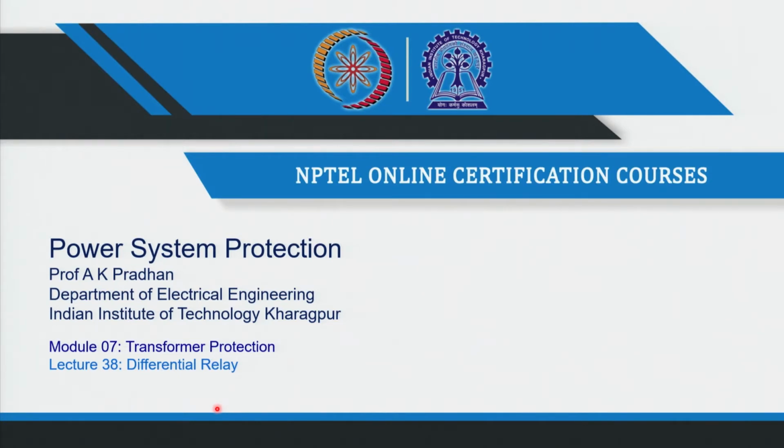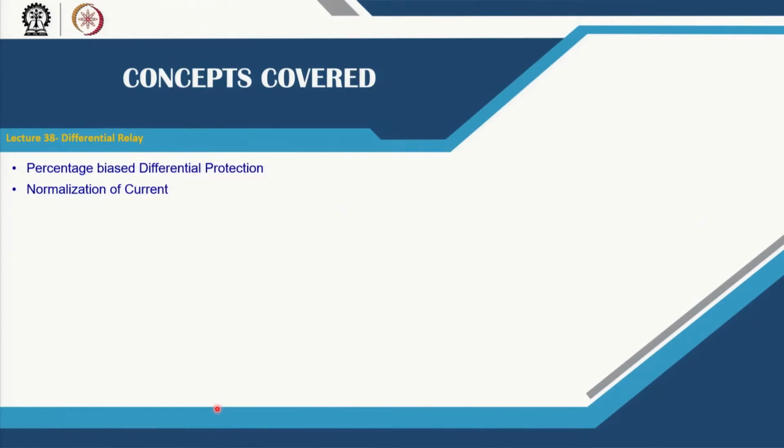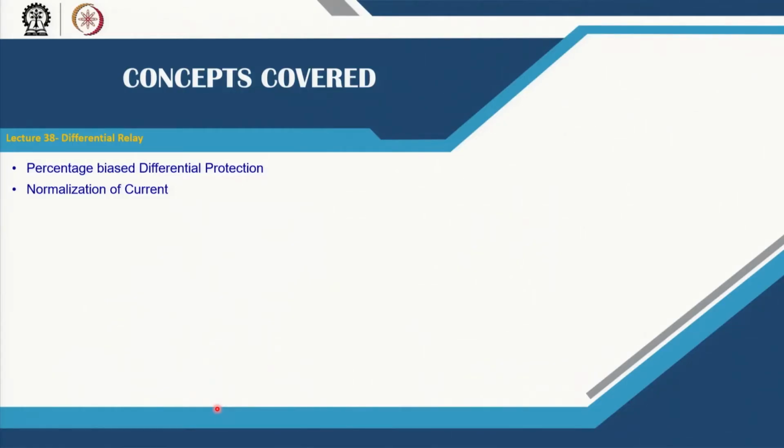We will go to details on differential relaying principle. In this lecture, we will address the percentage bias differential protection philosophy, and then we will proceed with how a numerical relay does it in different steps. We will have the initial portion on that. The first step will be on normalization of current, and the other steps we will elaborate on in subsequent lectures.